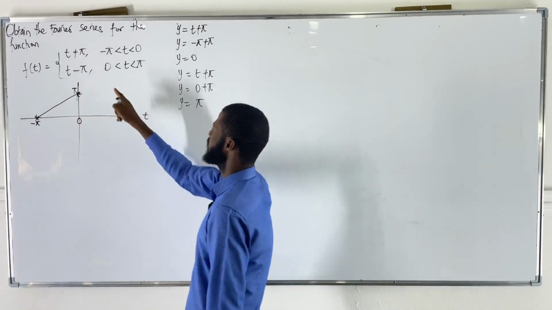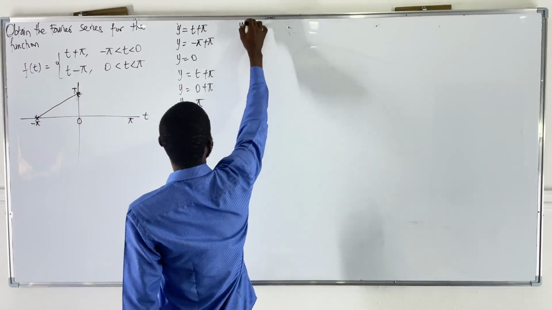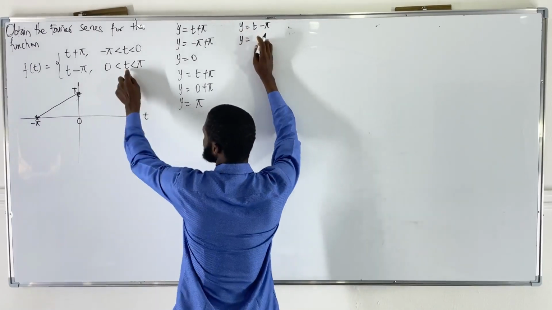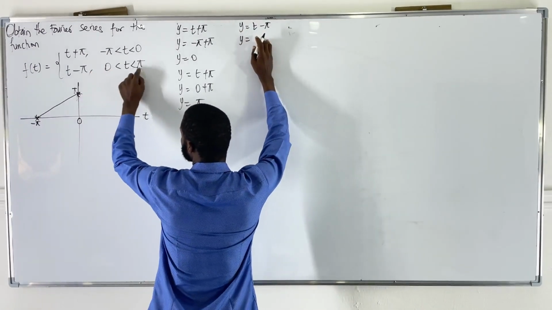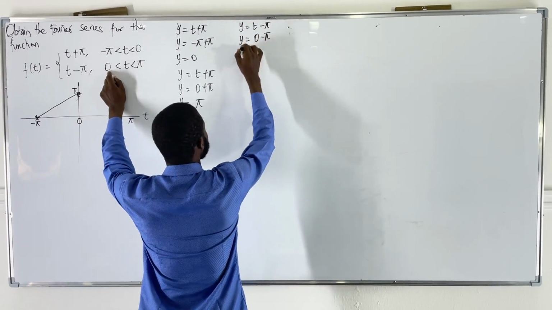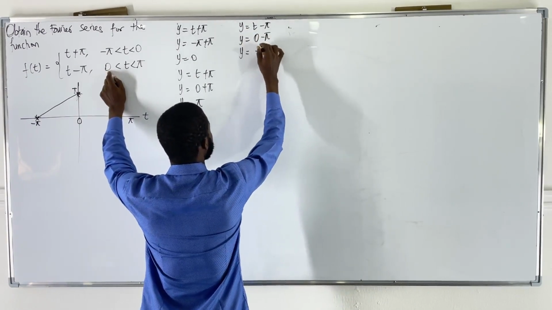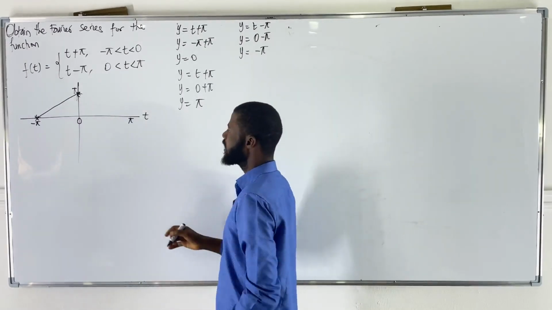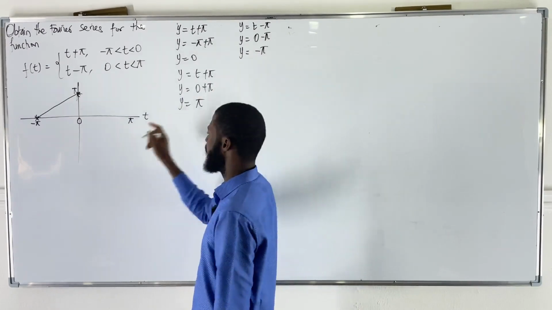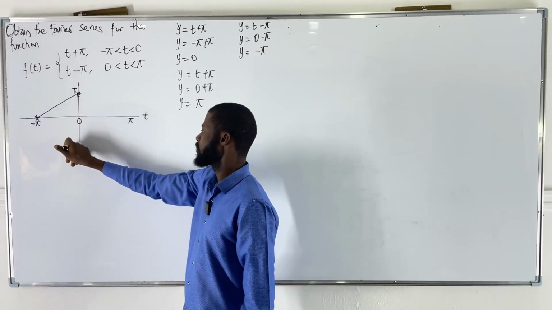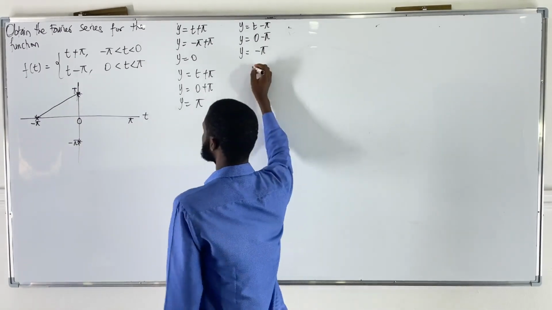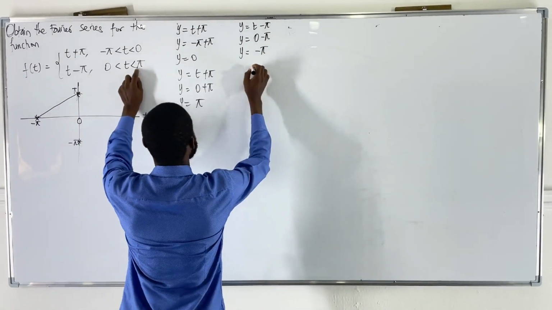Now the next one is t minus pi. So y is equal to t minus pi, for t from 0 to pi. So let me put t as 0 first. So this is 0 minus pi. So y is equal to minus pi. So right now, when t was 0, on the y-axis, you look for minus pi. So this is the y-axis. Let me put minus pi here. So it's somewhere here.